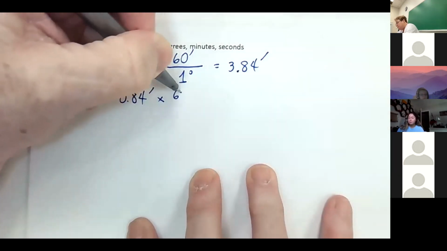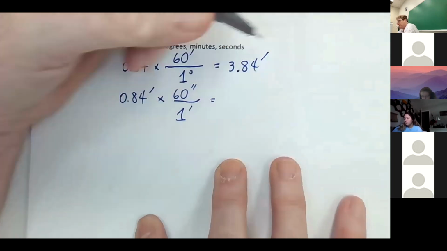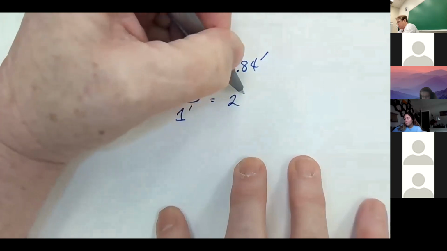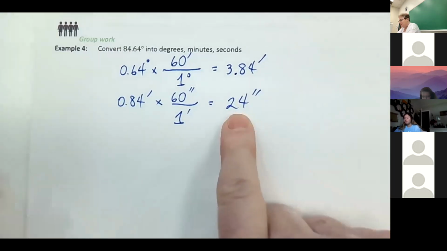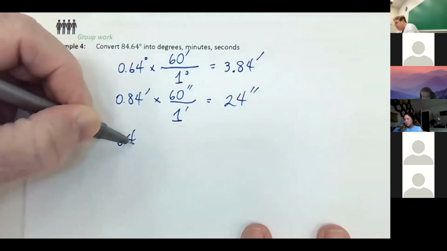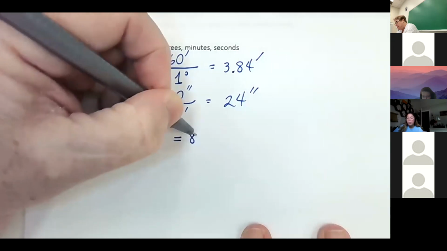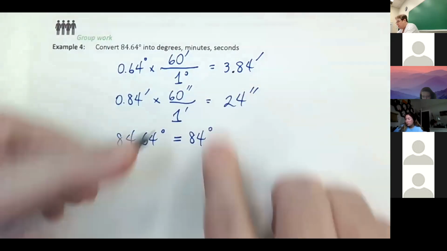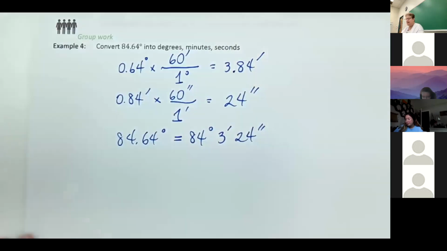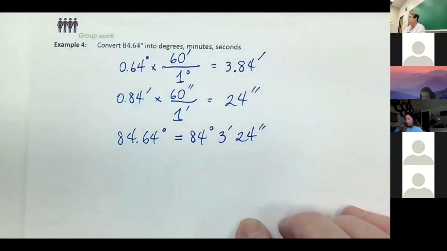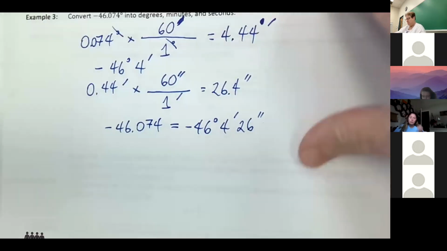Good. Even? Awesome. So now we can write 84.64 degrees equals 84 degrees, 3 minutes, 24 seconds. Does that make sense, everybody? Awesome.